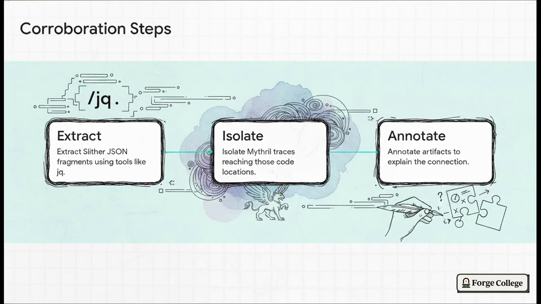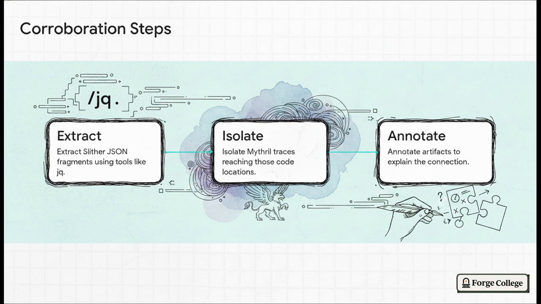Let's walk through the exact forensic process of matching these two outputs together. Step 1, you extract the relevant Slither JSON fragments using command line tools like jq to cut out all that extra noise. Step 2, you isolate the Mythril traces that reach those exact same code locations. And Step 3, you annotate your artifacts to explain the connection explicitly.